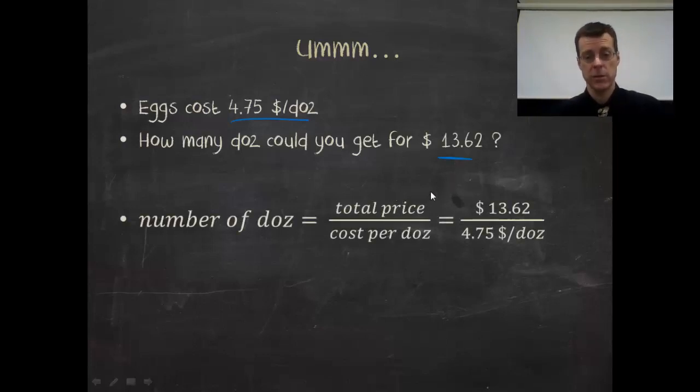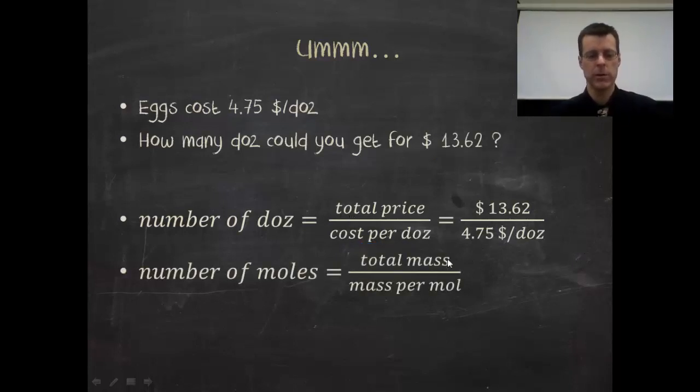Well, I would take the total price that I've got, $13.62, and divide by how much each one costs. And I don't really care what that number is. What I want to do is I want to compare it with the formula that we used a moment ago. So instead of number of dozen, number of moles. Instead of total price, total mass. Instead of cost per dozen, mass per mole. So this is my package, dozen, that's how much it weighs. This is my package, mole, this is how much it weighs. I think I said weighs back here too. Here's my total price, here's my total mass.